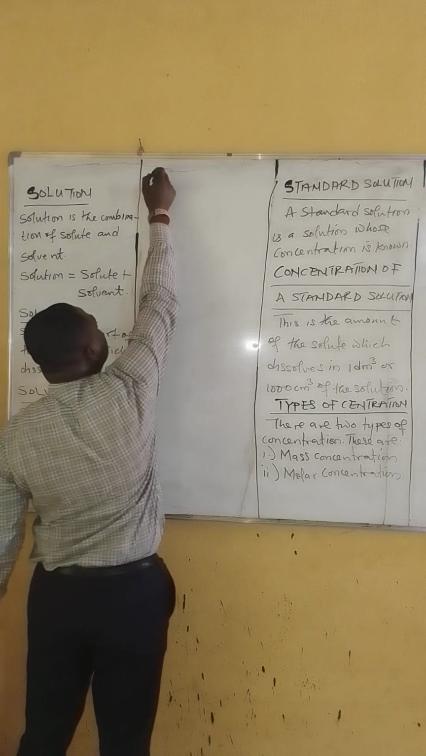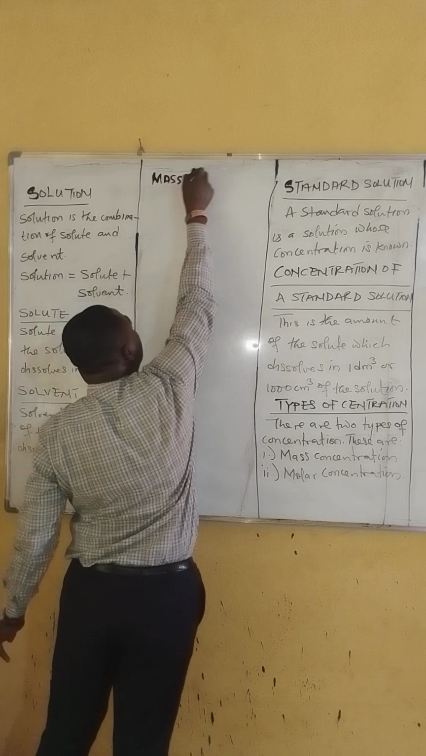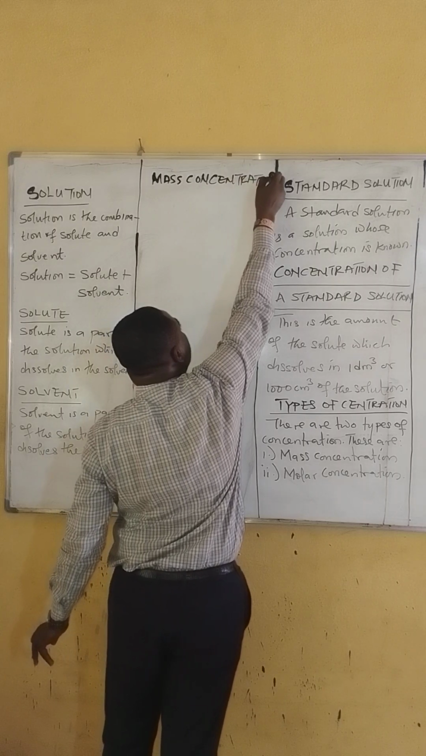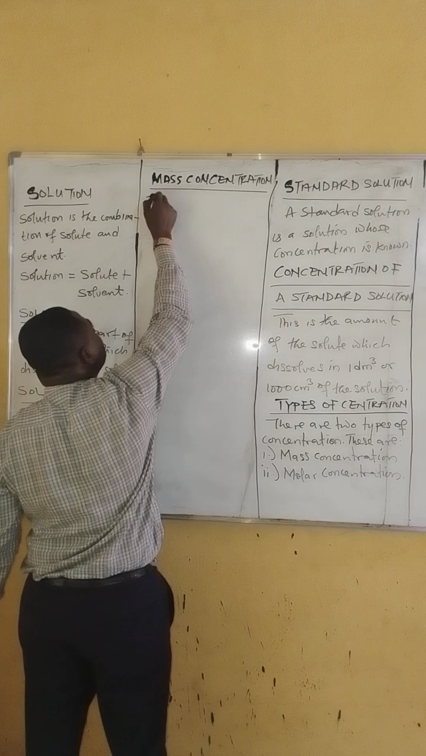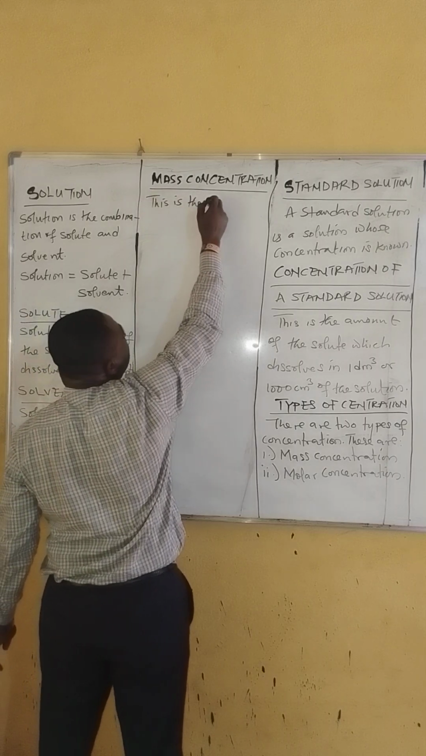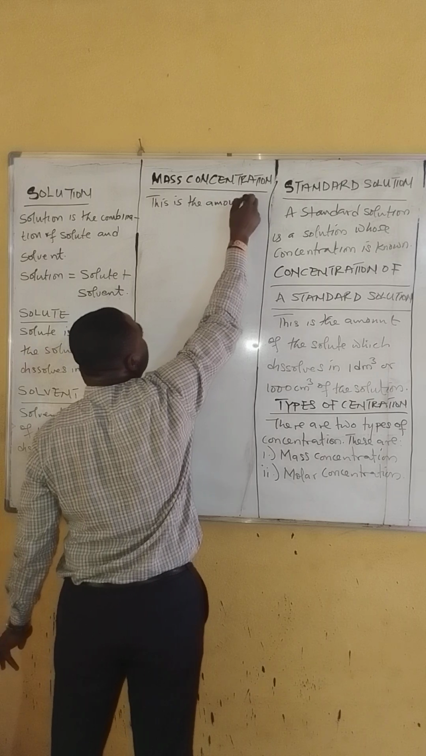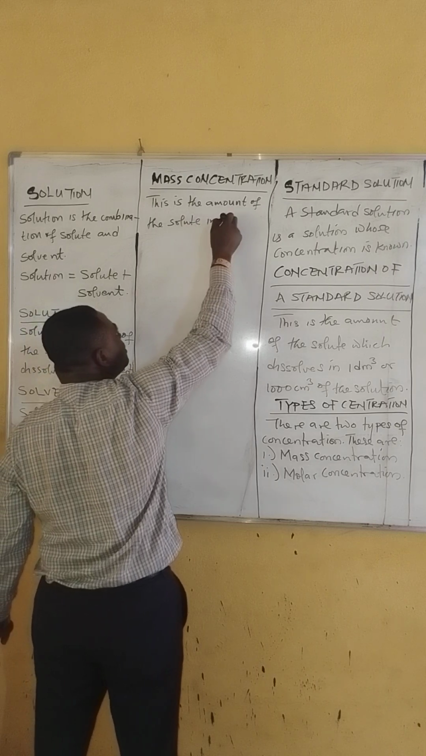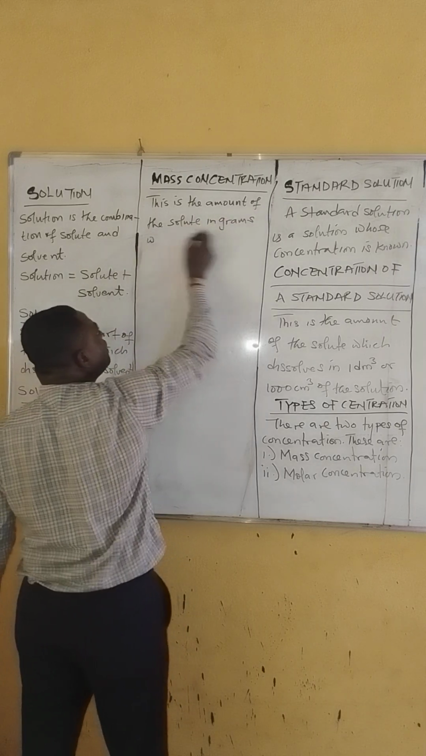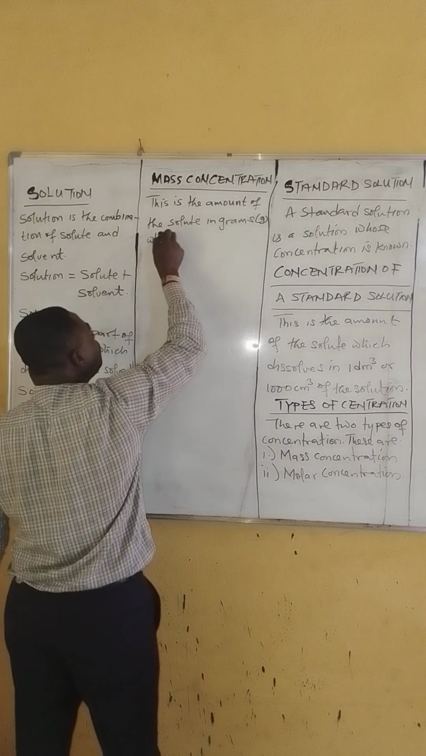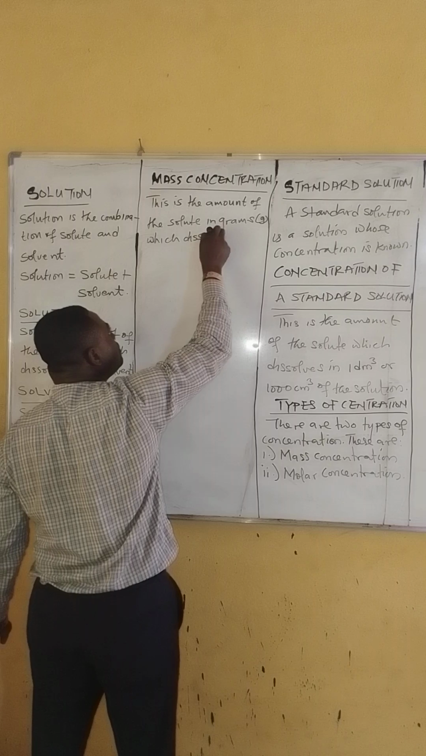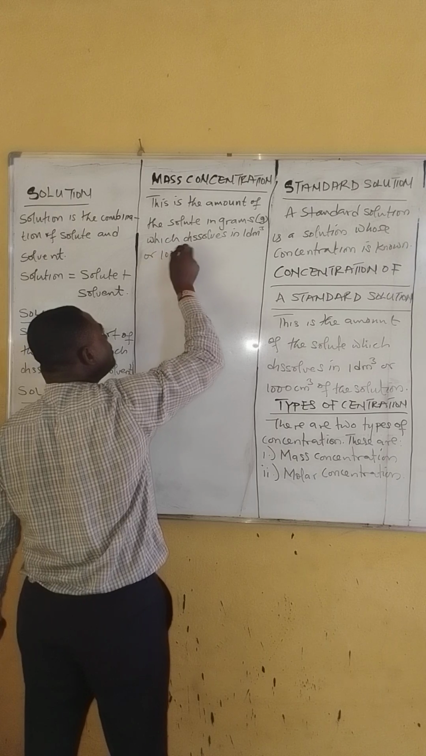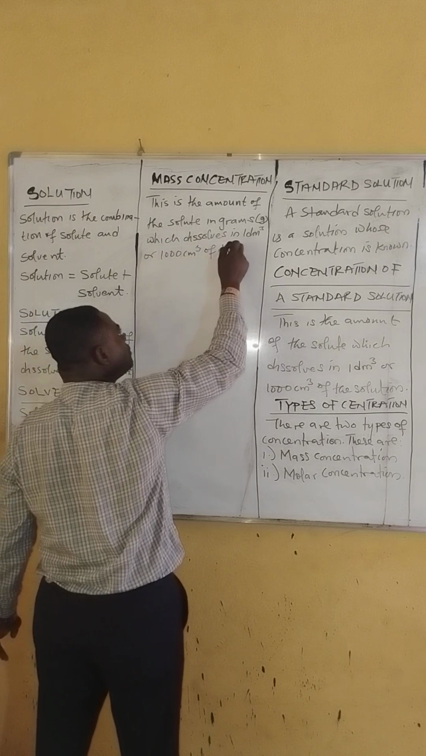So let's look at mass concentration. Mass concentration is the amount of the solute in grams, which dissolves in 1 dm³ or 1000 cm³ of the solution.